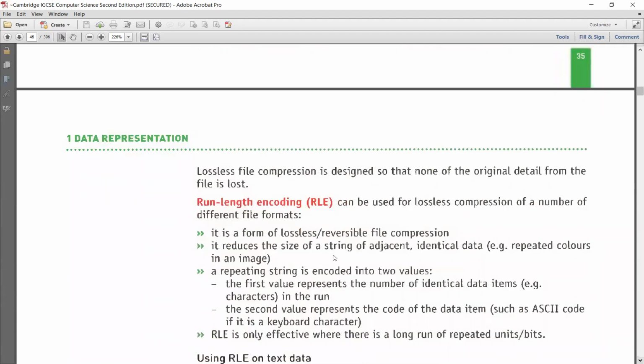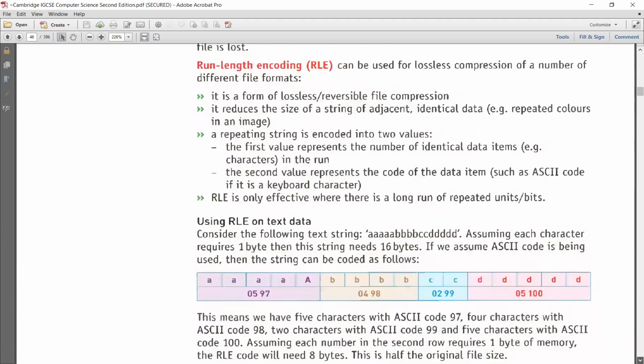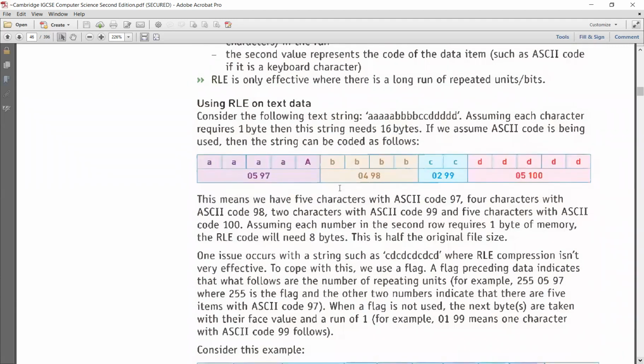It is a form of lossless compression, or reversible file compression. It reduces the size of strings of adjacent and identical data. Applying RLE on text data, whatever is repeated is stored as a character and a count. For example, letter A, which has the ASCII value of 97, appears 5 times, so that will be 5 times 97.